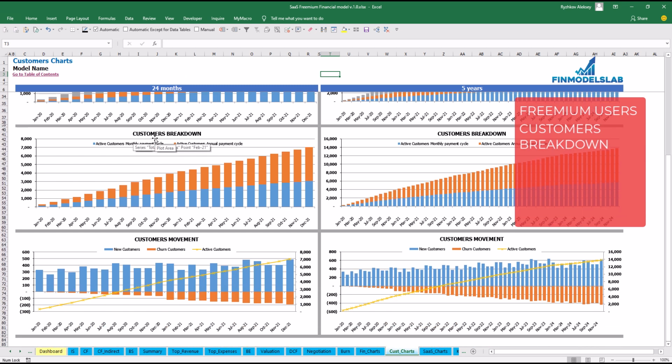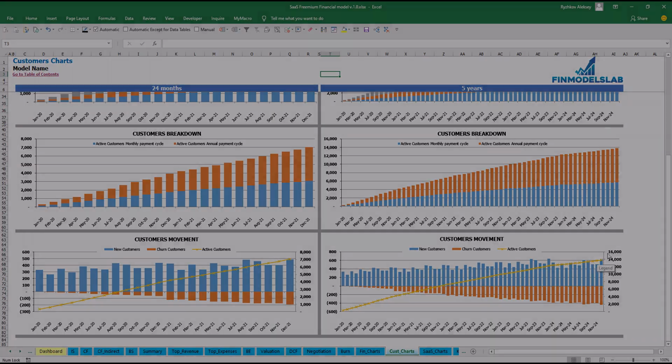The next set of charts will show you the customer breakdown by monthly and annual payment cycle. And the final set of charts show you the active customers, which is shown as a yellow line here, and the new customers and churn customers by months as blue and orange color.